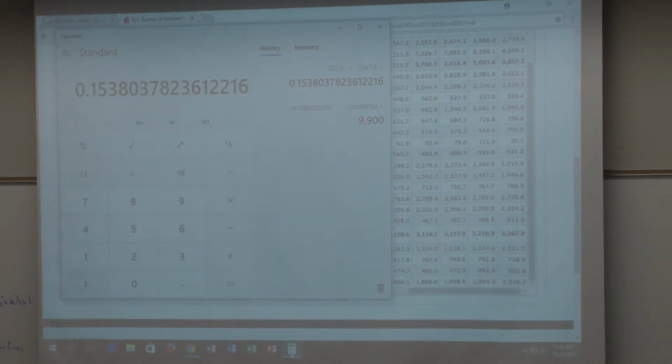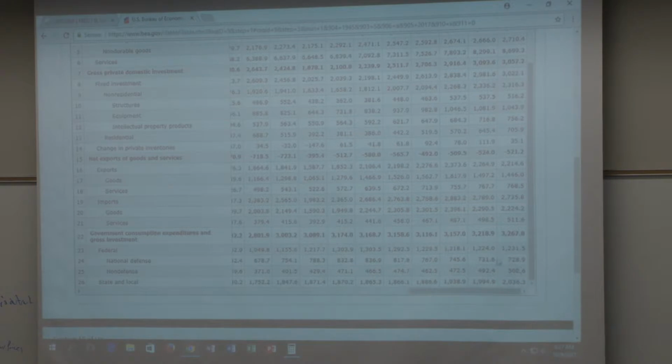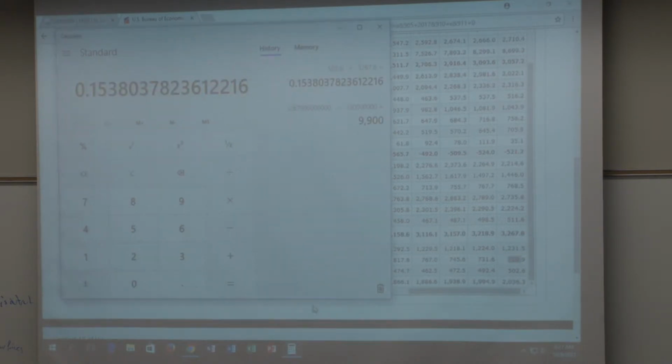It's Springfield and Greene County and Jeff City that's spending the money, not the federal government. They spend $1.2 trillion, but most of that is this, right? If you look at their spending here, 728.9 divided by 1,231.5, 60% of their spending on government expenditures is national defense.